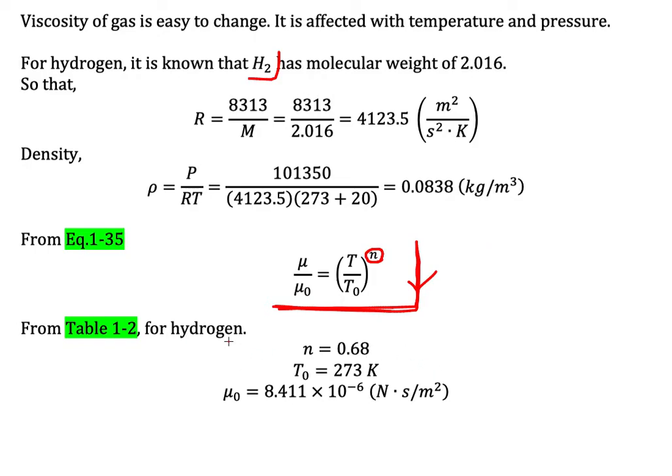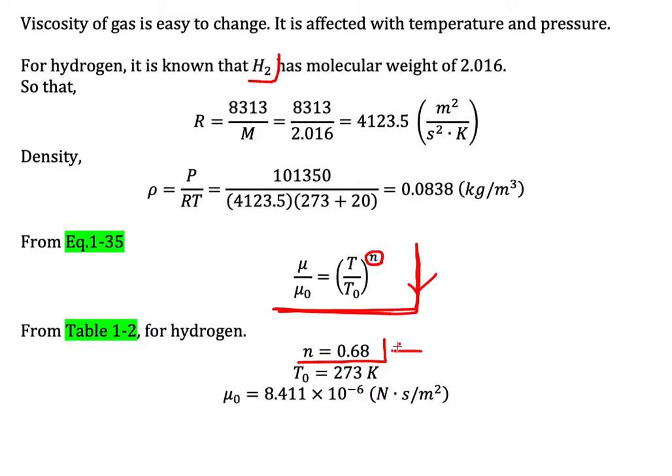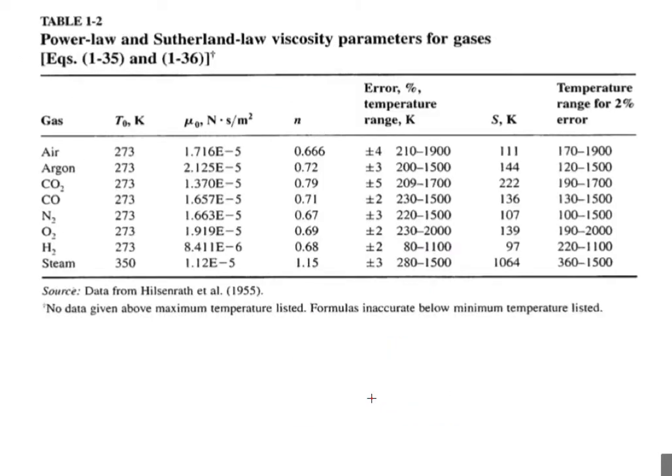The value for hydrogen is 0.68. It comes from the curve fitting of the experimental work, so we need to remember this value. The T naught is 273 Kelvin, which is 0 degrees Celsius, and mu naught is the standard kinematic viscosity at 0 degrees Celsius. In your textbook, they will give you equations 135 and 136 and the value of n. Again, the value of n comes from the curve fitting of experimental works.